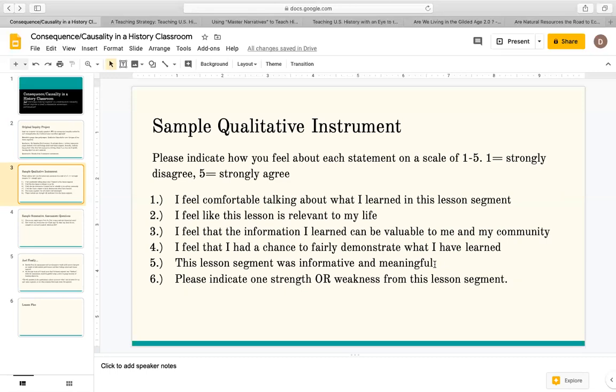So I would count, right? Were there more strengths mentioned in the previous traditional cause and effect lesson, or more weaknesses in the consequence causality? Were there more strengths versus weaknesses? That's stuff that I would have been able to find out and present to you. But as I said, I was not able to carry through with that.